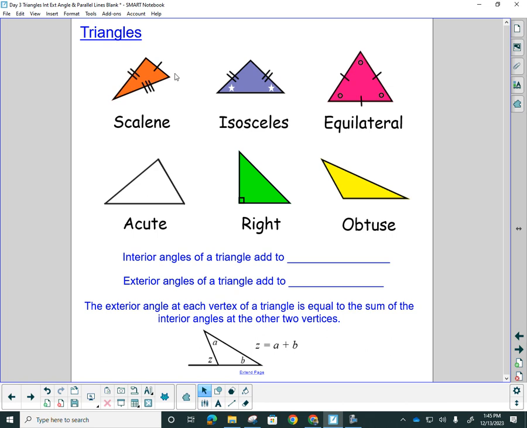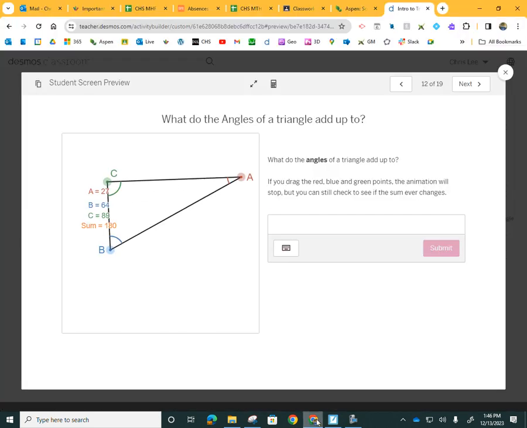Now, the rule or the property that we've probably known for a while now is that all the interior angles of a triangle add up to 180 degrees. And we've seen multiple reasons why that is, and lots of demonstrations. It was even in the Desmos activity there.